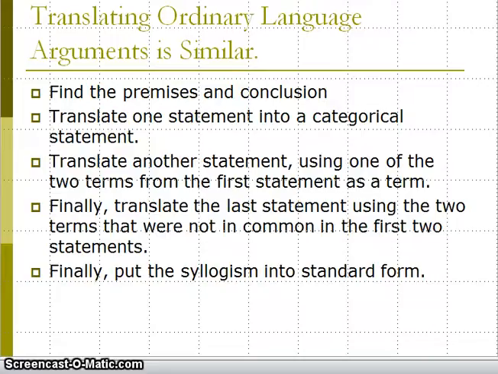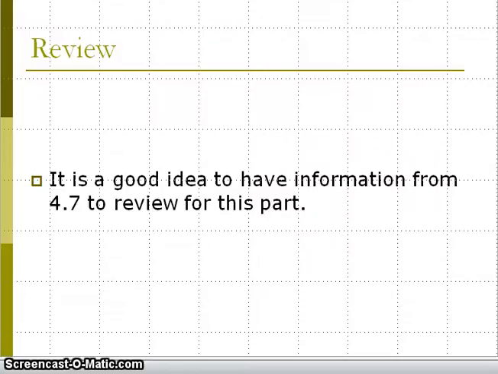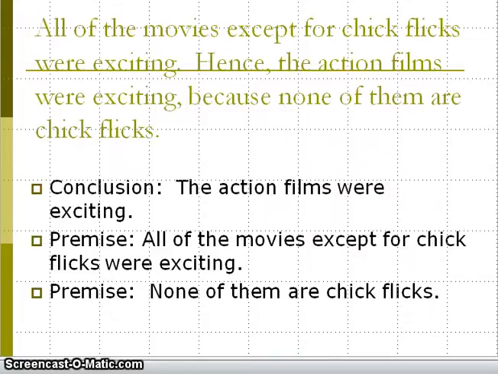Okay, so the first thing we're going to do is find the premise and conclusion. Second, we're going to translate one statement so that we have two terms. Then we're going to translate the second statement, remembering what our two terms were, and then finally we'll translate the last statement using the two terms that are not common in the first two statements. So we're going to try to keep everything consistent, so it's a process. And then we're going to put it into a standard syllogism, into standard form. So remember 4.7.